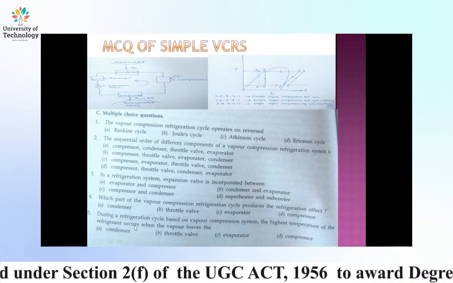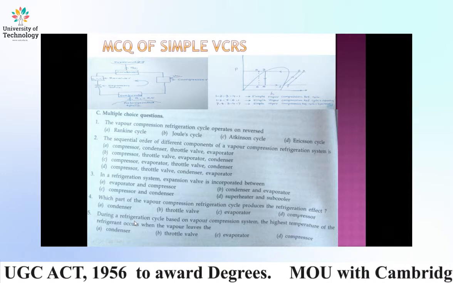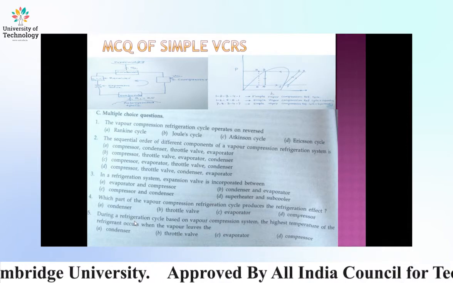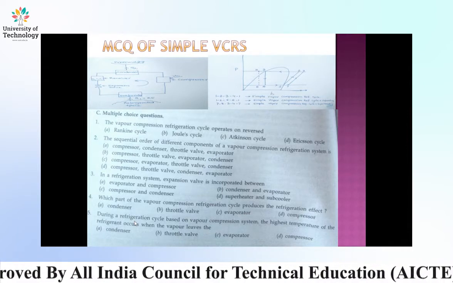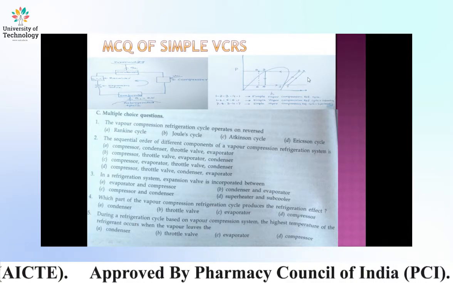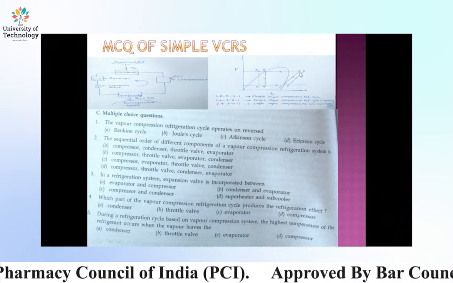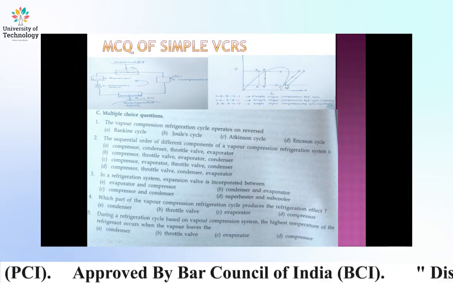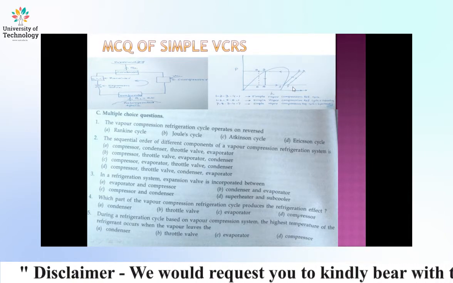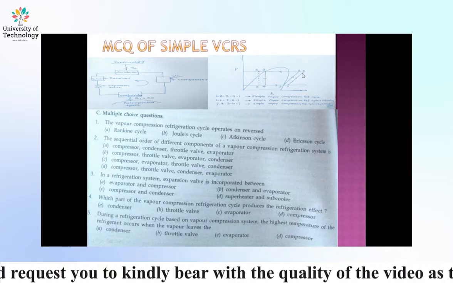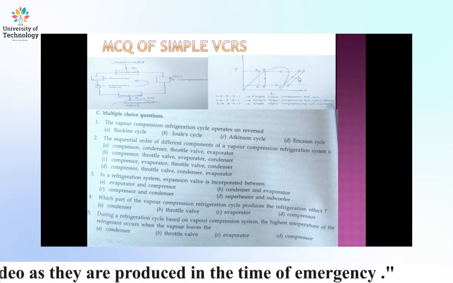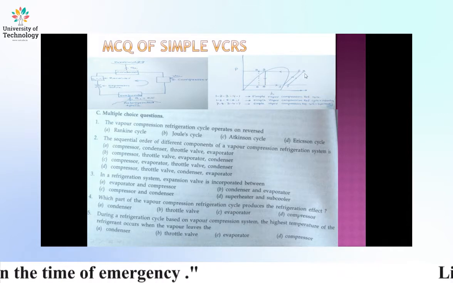During a refrigeration cycle based on vapor compression system, the highest temperature of the refrigerant occurs when the vapor leaves the... Now look at this figure. The highest temperature, if we consider cycle 1, 2, 3, 4, 1, is at point 2, and if we consider this cycle 4, 7, 8, 3, 4, it is at point 8. So point 2 or point 8, it is at the exit of compression, because 1 to 2 is the compression process. This is at the exit of compression.